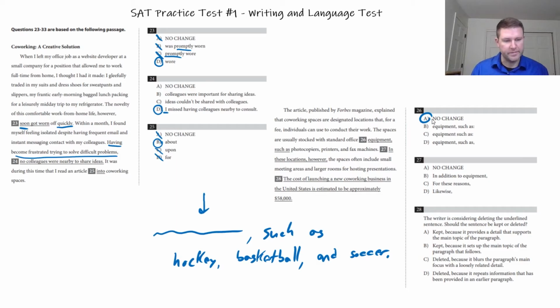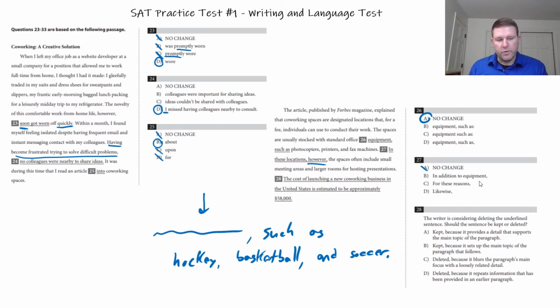So 26 is A. And then heading down here, we have to look at the link between these two sentences because the way it is now, it says in these locations, however, right? So let's see if these two sentences are actually contrasting here. The spaces are usually stocked with standard office equipment, such as photocopiers, printers, and fax machines. The spaces often include small meeting areas and larger rooms for hosting presentations. This is just sort of a side point, okay? It's not a however, because the next sentence isn't disagreeing with the previous sentence or contrasting with the previous sentence in any way. So the however doesn't work here.